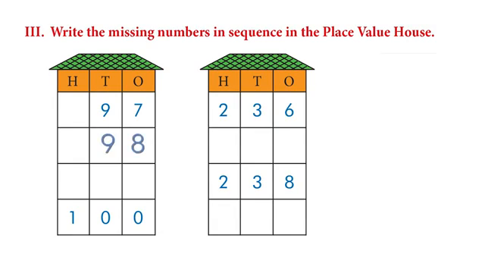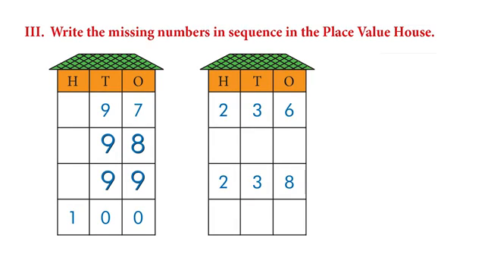The next number is 98. So you need to write 9 at the tens place and 8 at the ones place. So we have 9 tens and 8 ones. And the next one is 99. You need to write it the same way.